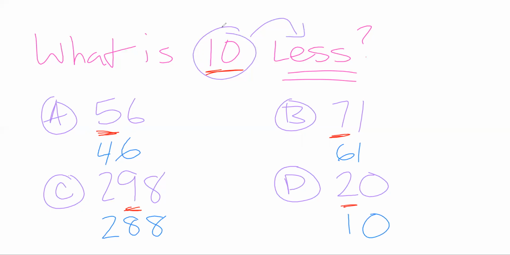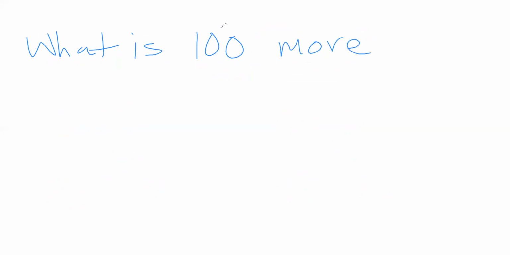Like, how can we mentally add? And again, I want to keep in mind problems like this, where if it's more than 2 digits, the only thing that changes is our tens place. That's all, right? So what about the hundreds, right? Like what is 100 more? So same idea, absolutely the same idea.